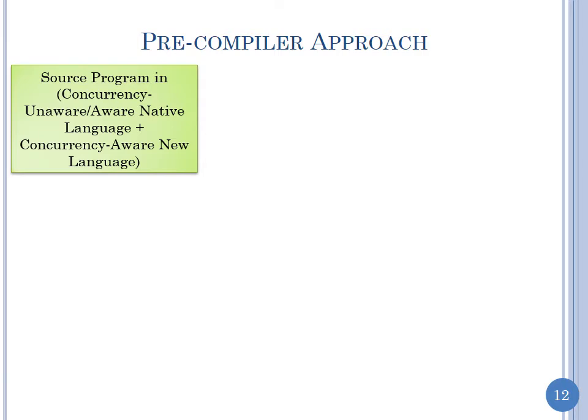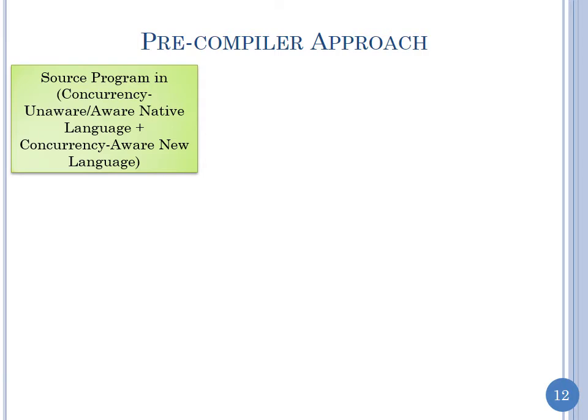Especially a precompiler for a concurrent language. So it's going to take a source program. What does a compiler do? A compiler takes a source program and converts that into object code, right? A precompiler will take source code and convert that into source code that is going to be actually processed by the real compiler.